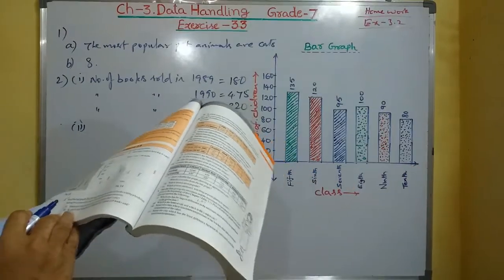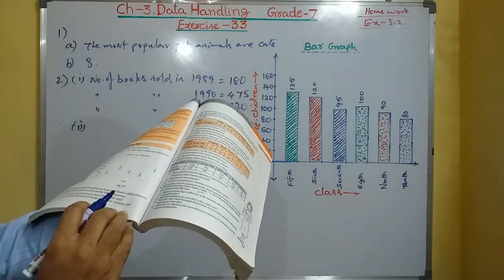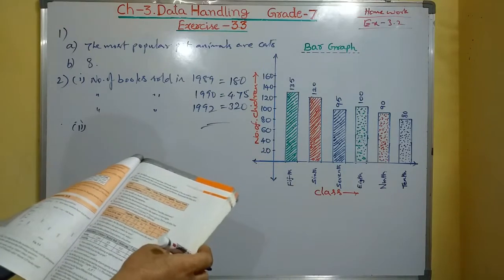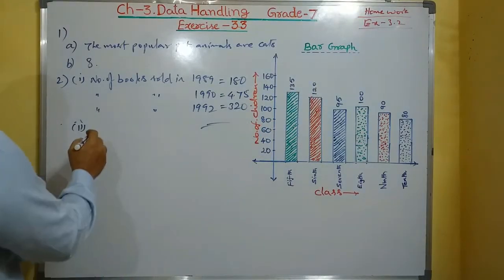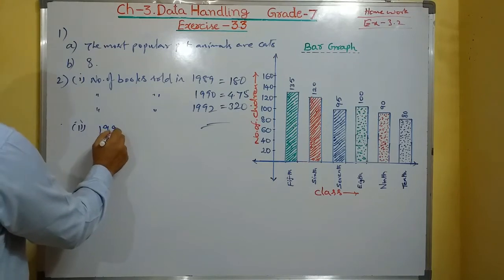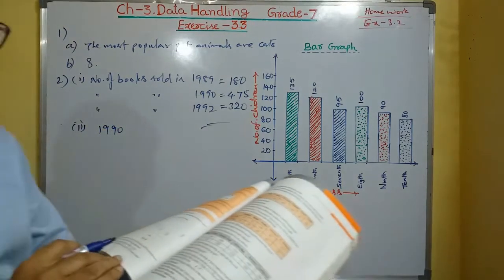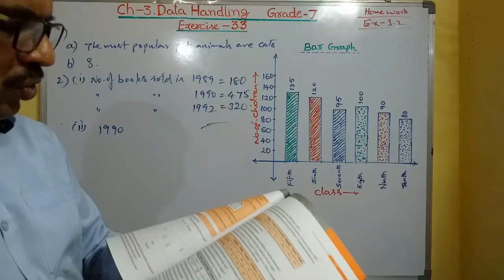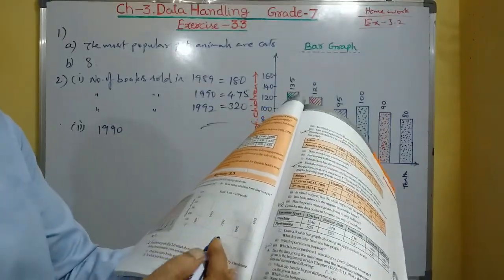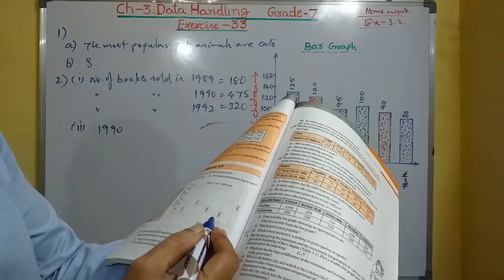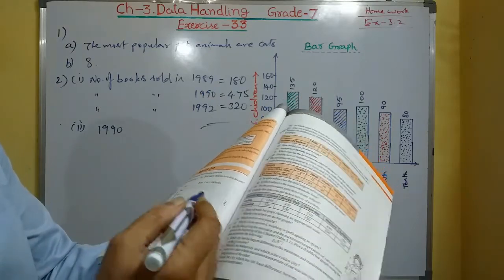So 475 books sold, about 225 books sold. Here 475 books were sold in 1990. And one more he has given, about 225 books sold. When did he sell 225 books? It is in the year 1992.